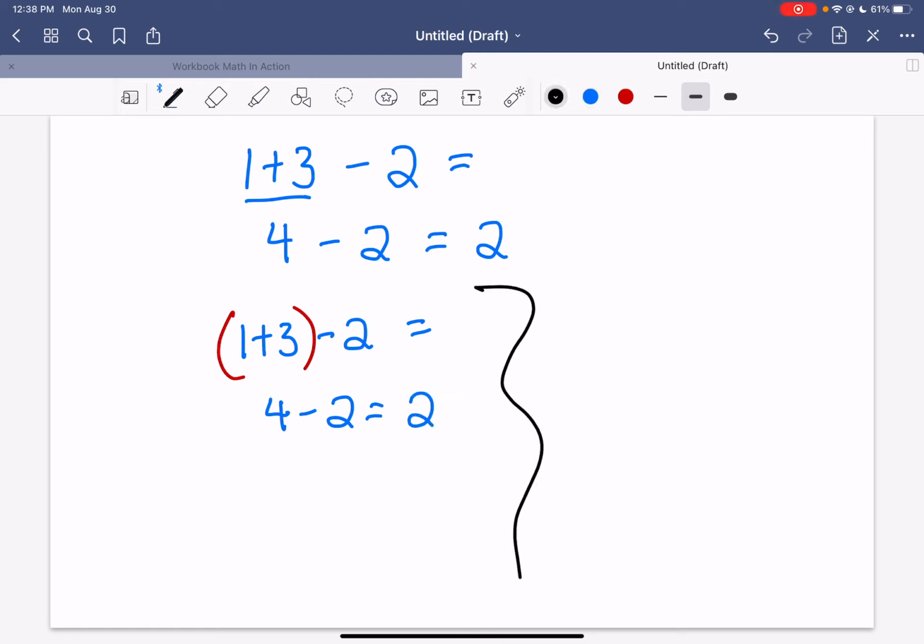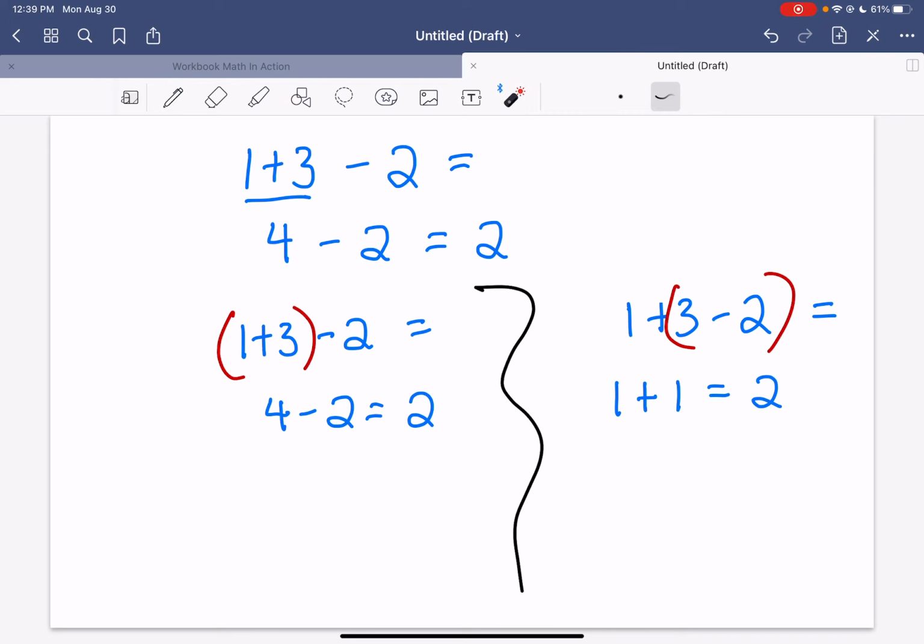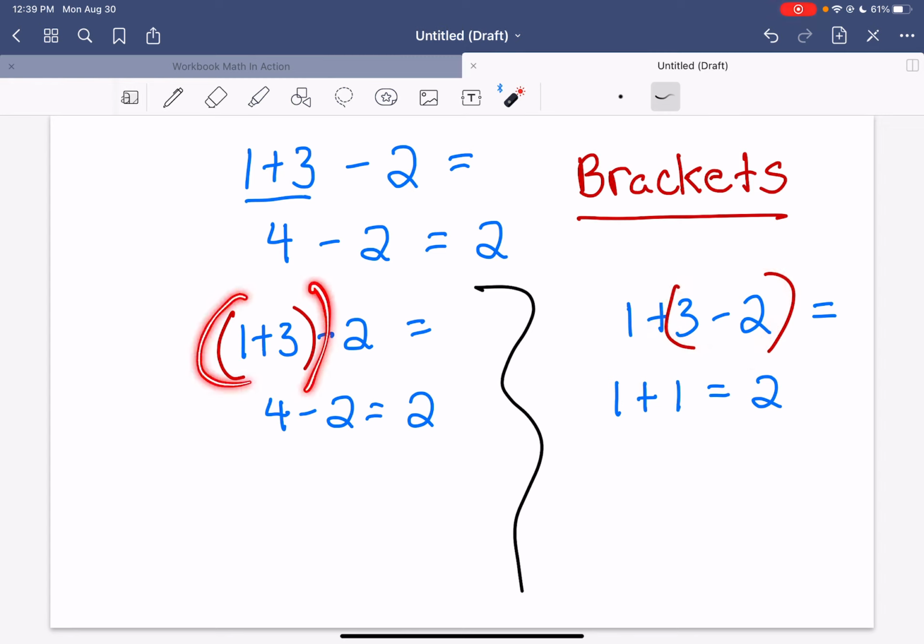So what if we do something else? What if I write 1 plus 3 minus 2 with the brackets over 3 minus 2? So here we're going to do 3 minus 2 equals 1. 1 plus 1 equals 2. So that's how we do it, right? These are called brackets. All right, brackets, right? Do inside the brackets first.